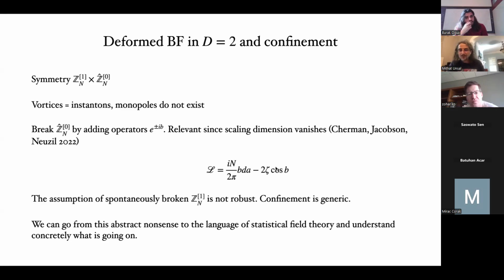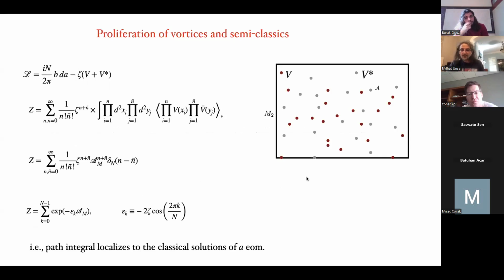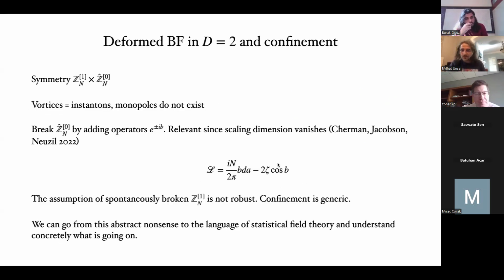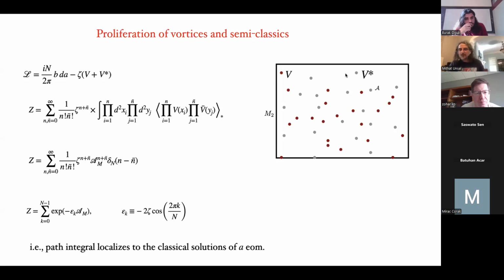So I want to map what this means to the language of statistical field theory, and here is what it is. This insertion of this operator means that, for example, if you take a slice of the vacuum manifold, we are considering proliferation of these vortices, vortex, anti-vortex, these colored things, okay? So you can expand these exponents in the Lagrangian, and you can see that the partition function can be viewed as a grand canonical ensemble of these vortices and anti-vortices.